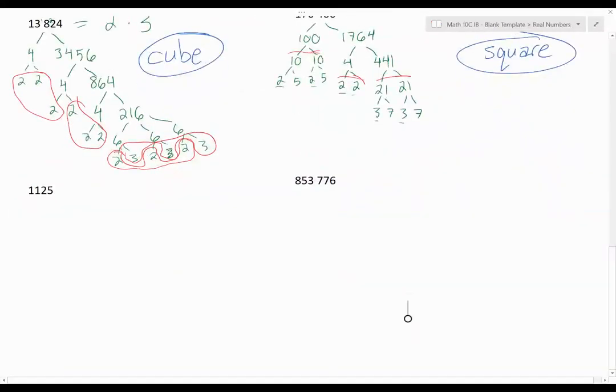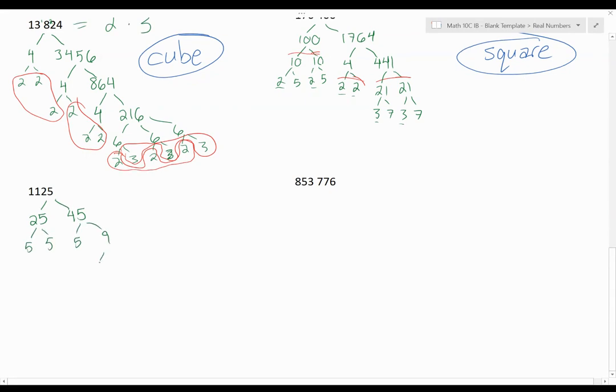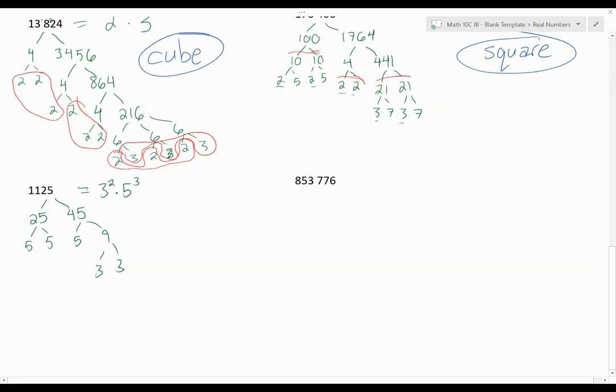1125, just kind of carrying on with the same idea, I can divide it by 25, noticing that it ends in a 25. So 1125 divided by 25 gives me 45. That is 5 times 9, which is 3 times 3. What I've got in this case is 3 squared times 5 cubed. The 3 squared is a perfect square. That exponent is divisible by 2. And 5 cubed is a perfect cube, but they're not both even, and they're not both divisible by 3.